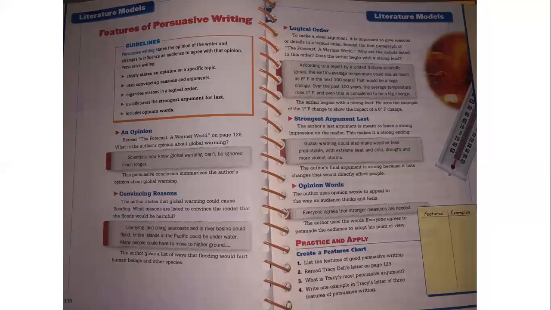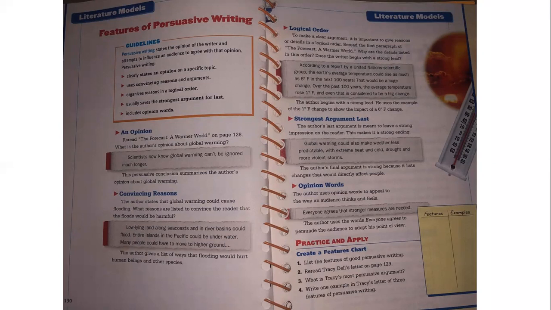All right, so this is the author's opinion. Scientists now know global warming can't be ignored much longer. All right, and this is the persuasive conclusion. So it summarizes the author's opinion. Again, it is the strongest argument. This is why it is left at the end. All right, when we say scientists now know, this makes it more convincing to your readers that scientists also believe the same way. So this is going to persuade them to believe that global warming is a serious issue also.